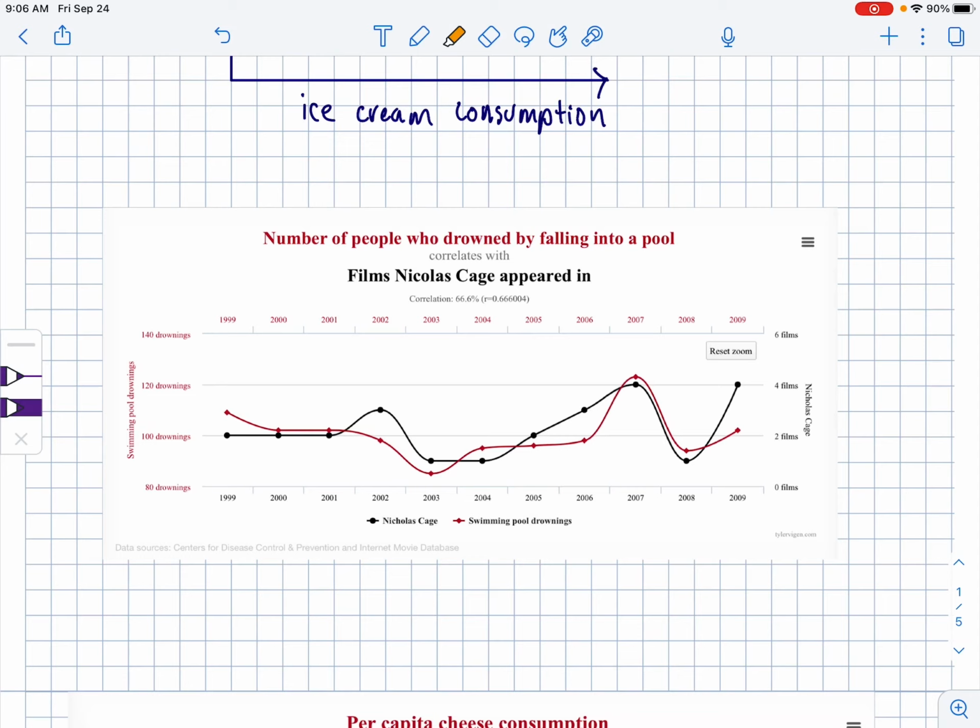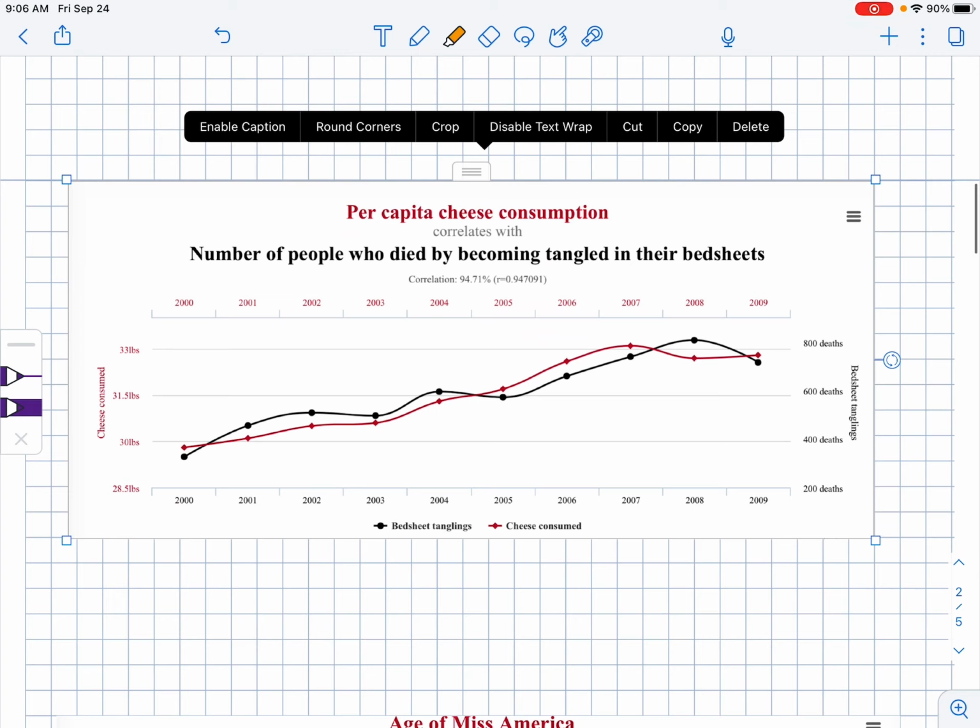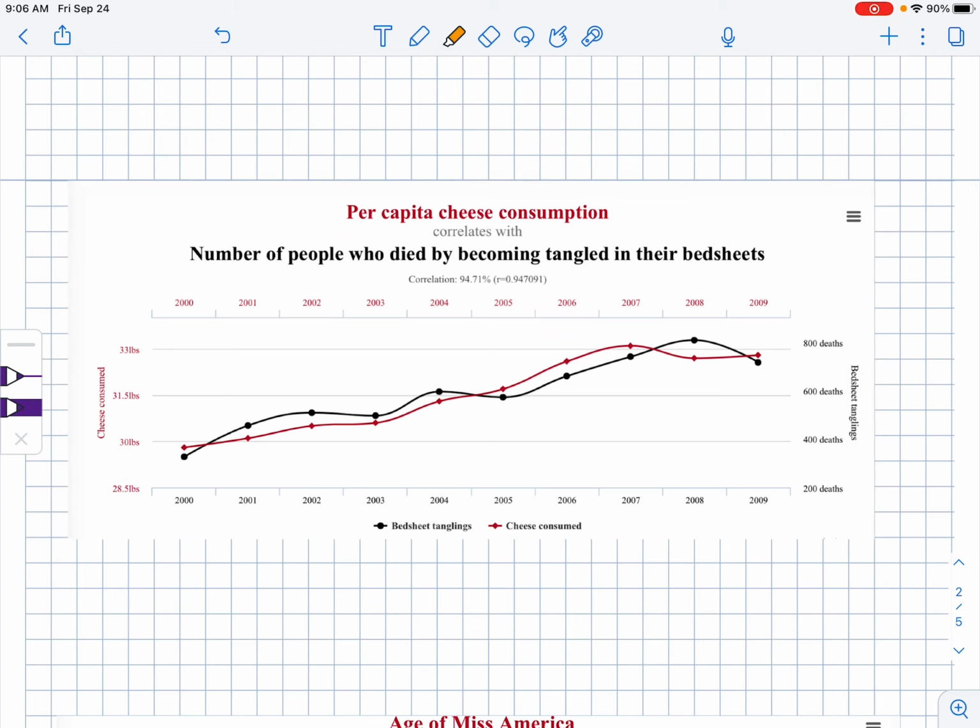Classic correlation without causation: the number of people who drowned by falling into a pool, and films Nicolas Cage appeared in. Notice in 2002, they both had a little bump right here, and then in 2007, 120 drownings and 4 Nick Cage films. So very high correlation, but low causation. I don't think one's causing the other.